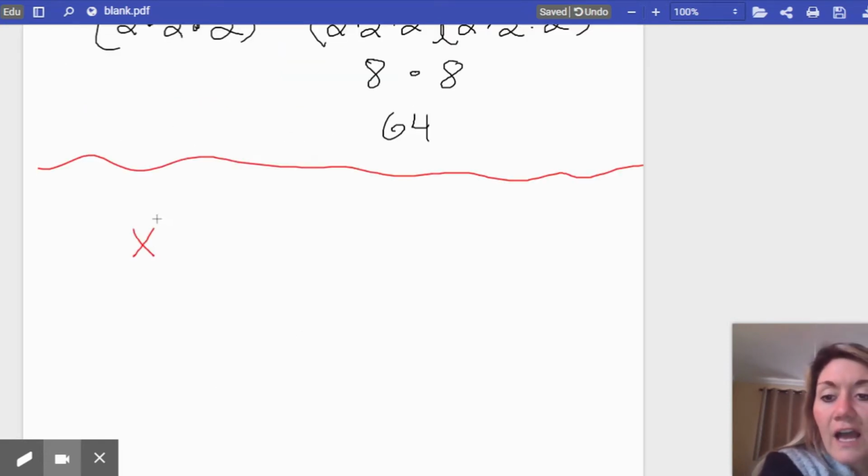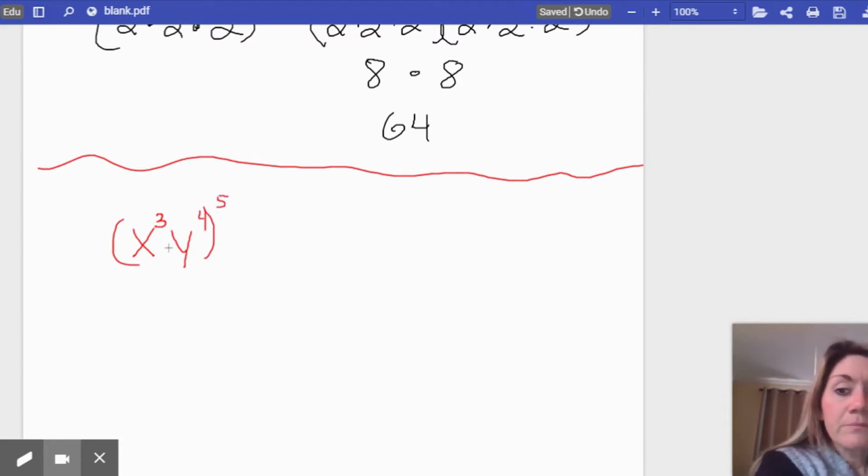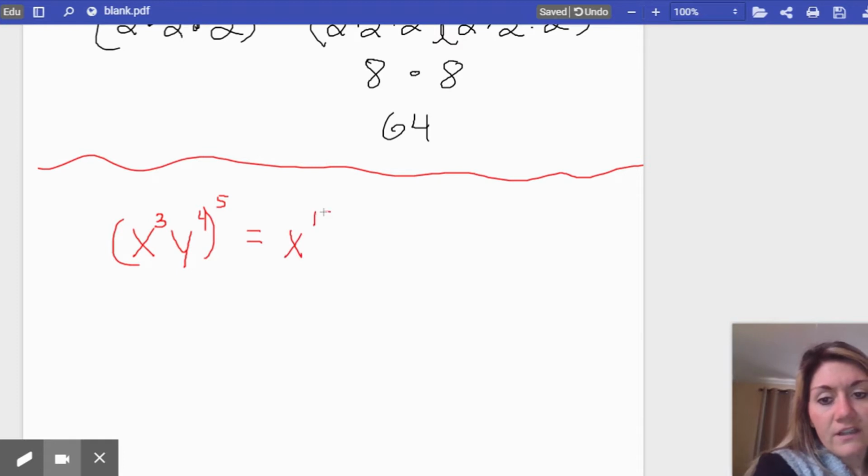So if I have x to the 3rd, y to the 4th, and I'm raising that to the 5th power, you have to multiply the exponents of everything. So this is the same as x to the 15th and y to the 20th. And I can show you why.